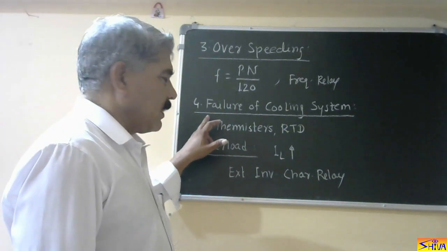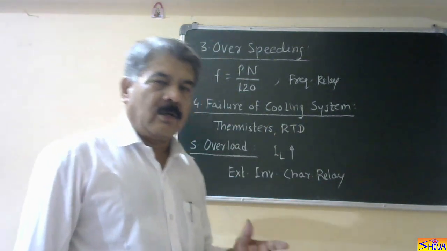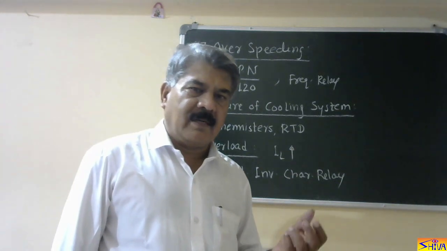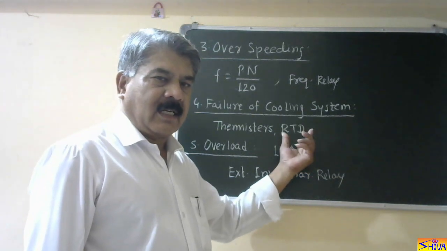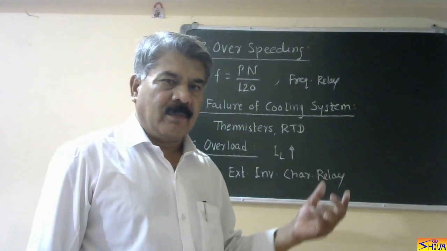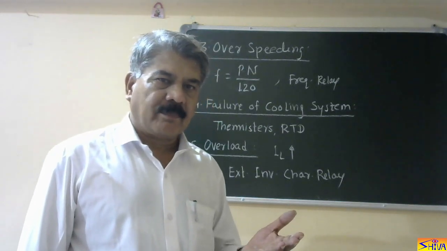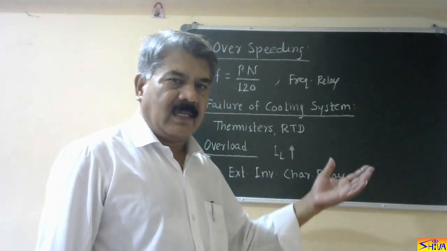Next condition is the failure of the cooling system. Now in order to detect the temperature of the winding at different places, thermistors or resistance temperature detectors, that is RTDs, are embedded. So if the cooling system fails, then there will be an increase in temperature. That is detected by thermistors or RTDs, whichever is installed.